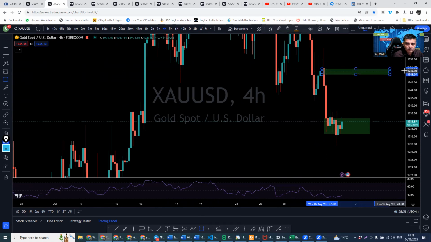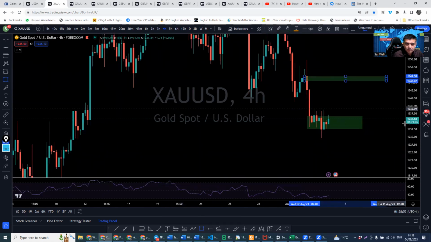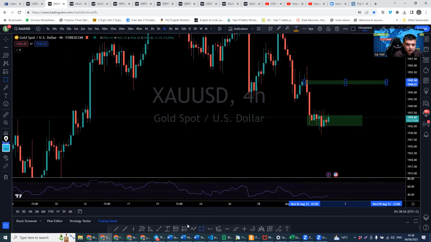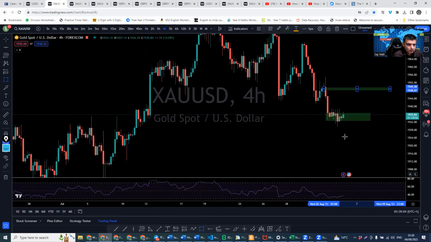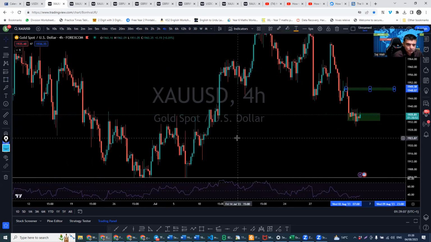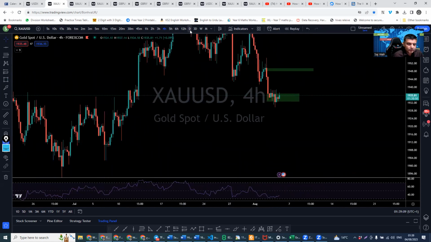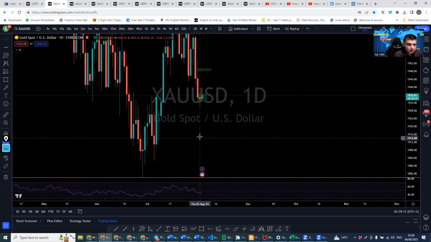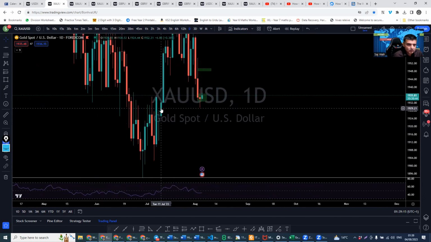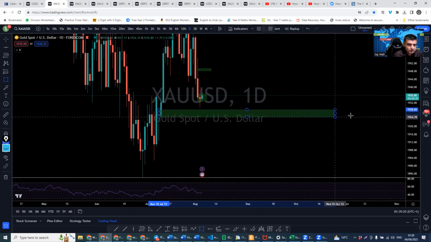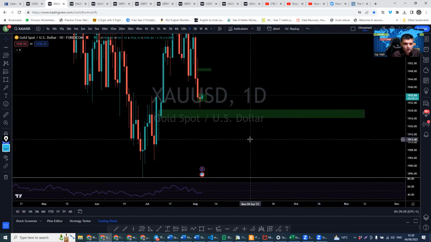in 4 hour we have this demand area, and in 4H we haven't got any more demand area. However, in daily probably we would have. We may have a daily, this, in daily we'll have this support area, supply area.